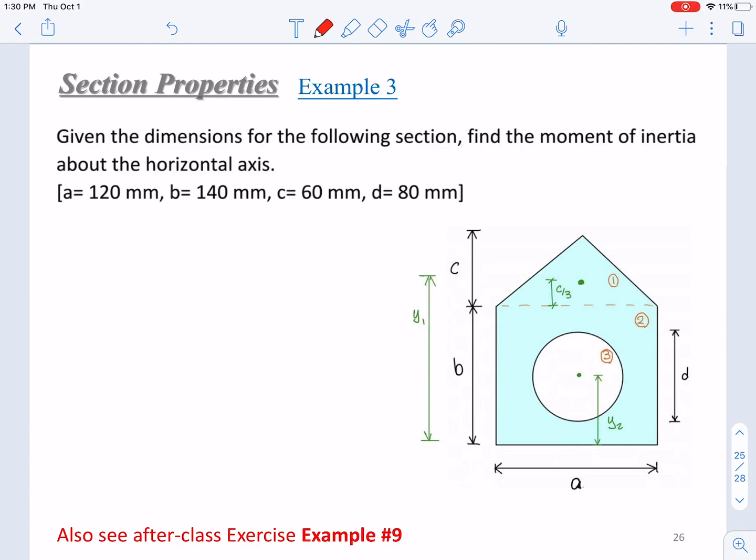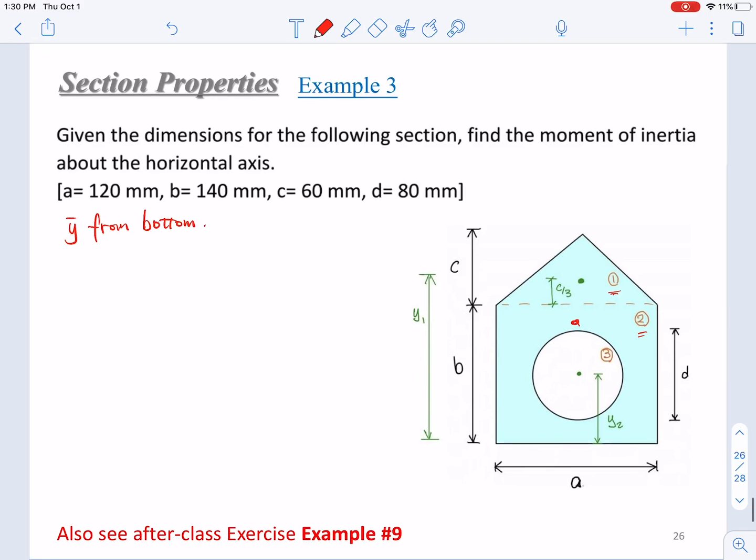So here we have this shape, and we have cut it into 3 sub-areas. As shown here, the first sub-area is a triangle, the second sub-area is a rectangle, and the third sub-area is a circle. Okay. So here we set the y values. We're determining y bar from the bottom. Okay, it could be somewhere here. So our first task is determining y bar.